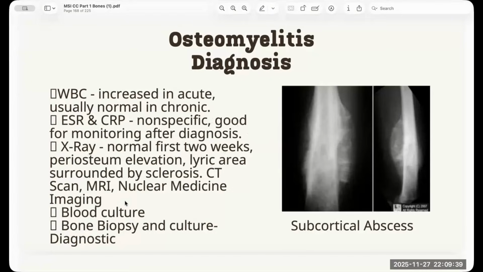X-ray is normal the first 2 weeks. There would be lytic areas surrounded by sclerosis afterwards. You could also use CT scan, MRI, nuclear medicine imaging, and so on. You could also use blood culture and bone biopsy and culture for diagnosis. Okay. On imaging, you will see this for osteomyelitis. This can come again as an OSPE or MCQ. It is basically a subcortical abscess due to the infection.